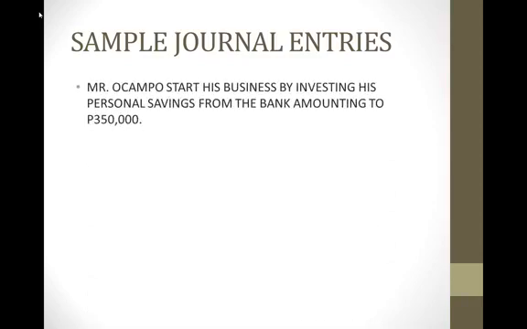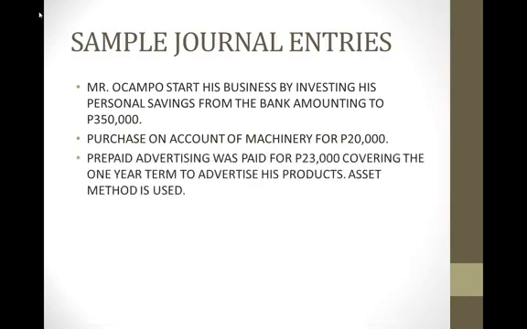Next, let's have the sample of journal entries. Mr. Ocampo starts his business by investing his personal savings from the bank amounting to 350,000. Purchase on account of machinery for 20,000. Prepaid advertising was paid for 23,000, covering the 1-year term to advertise his products. Asset method is used. Okay, take note.